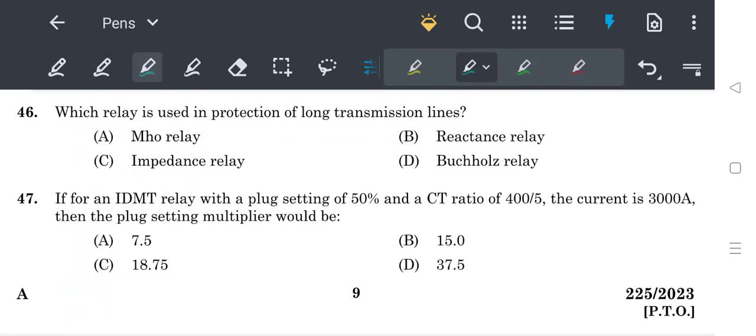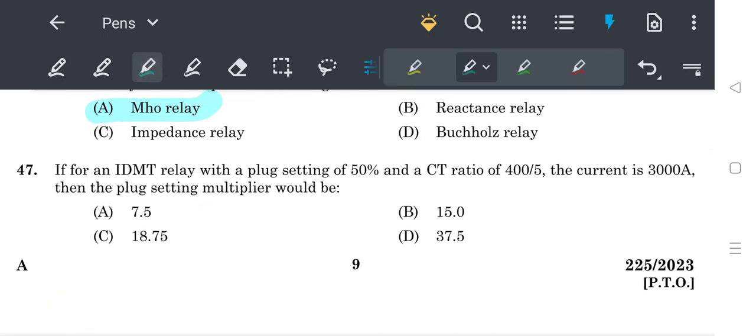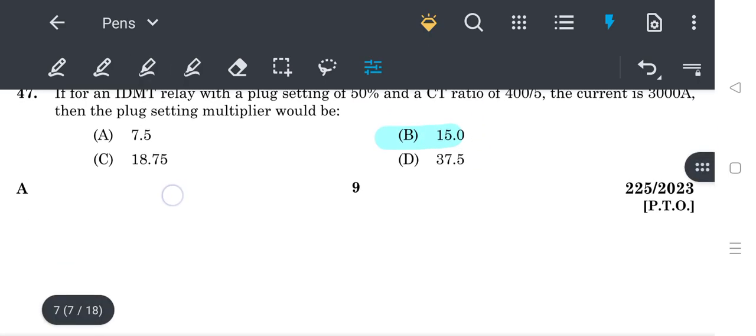Next one, which relay is used in the protection of the long transmission lines? Mho relay. For an IDMT relay with a plug setting of 50% and a CT ratio of 400/5, the current is 3000 ampere. Then the plug setting multiplier would be? Option B, 15 is the answer.